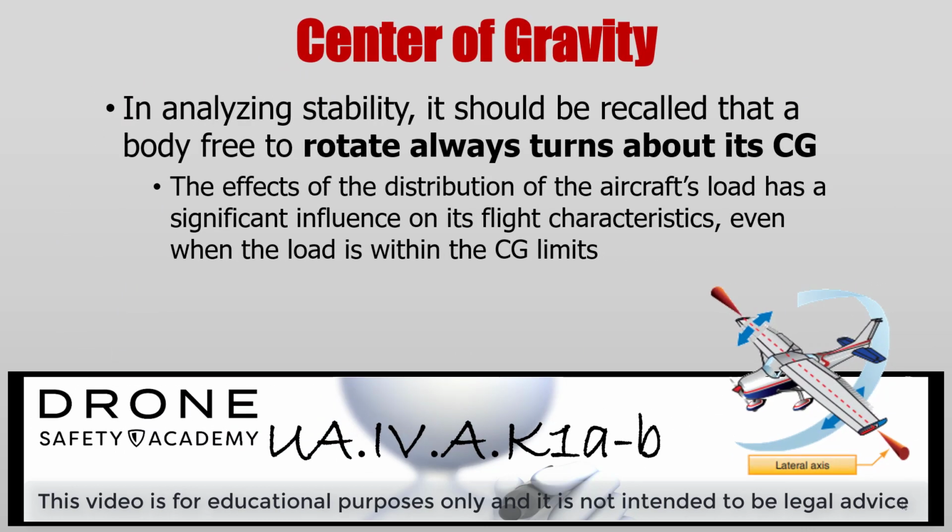Center of gravity is an important topic, particularly with safety. So let's take a look. When analyzing stability, it should be recalled that a body free to rotate always turns about its center of gravity. We already know this when we covered the 3 axes. So the effects of the distribution of the aircraft's load have a significant influence on its flight characteristics, even when the load is within the center of gravity limits. This important detail is the difference between a safe flight and an unsafe flight.